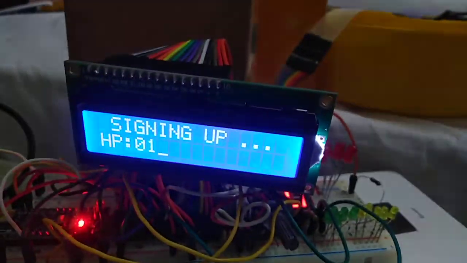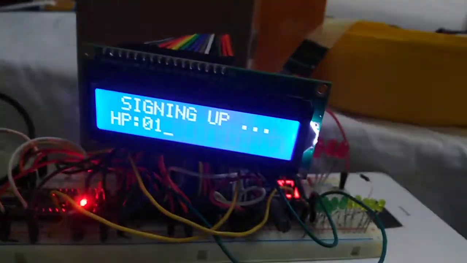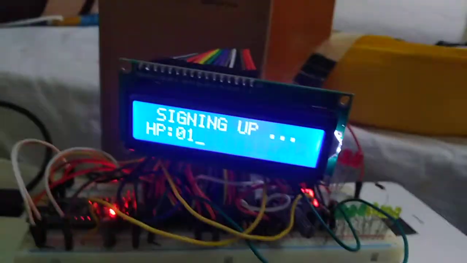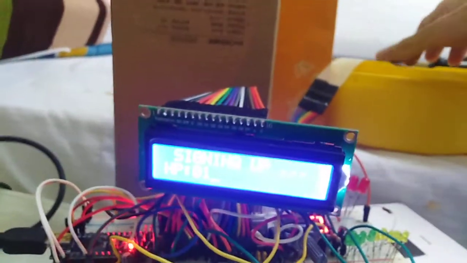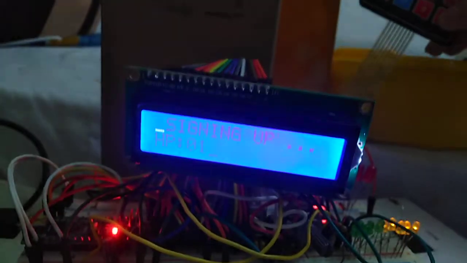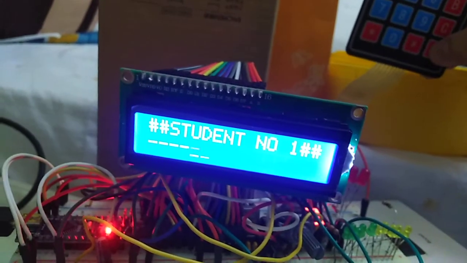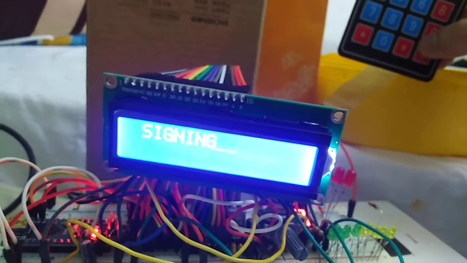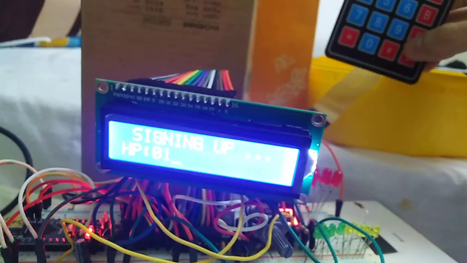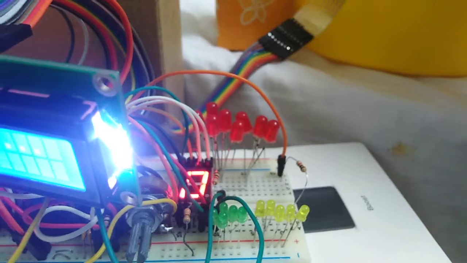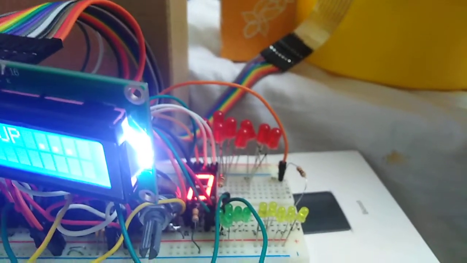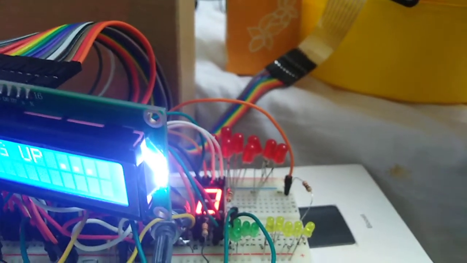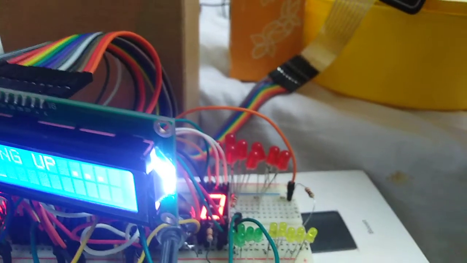First and foremost, for signing up, it is about the user. For the first user, I can press D for display. When D is pressed, it shows student number 1, indicating that the student registering is student number 1. How do we indicate that? Here we have the 7-segment display, which represents 0 successful registrations. No one has registered yet.